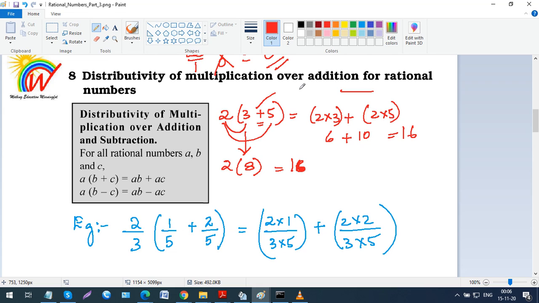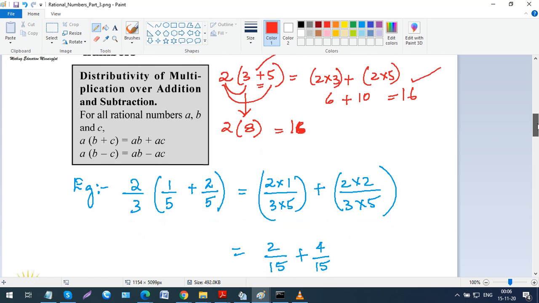But what if it was not a number? Sometimes you may get x, y and all, right? In that case, you can't actually just simply add them, right? 2 plus x will be left as 2 plus x only. So in that case, you should know how to distribute it. Okay, so now come to the example.